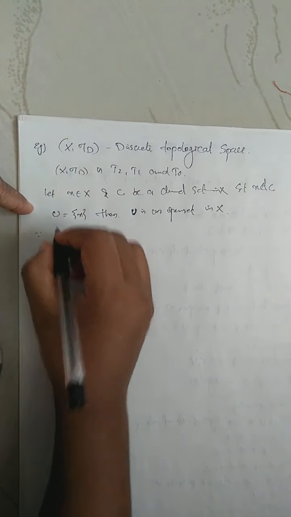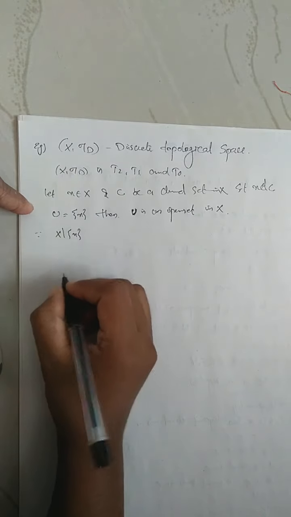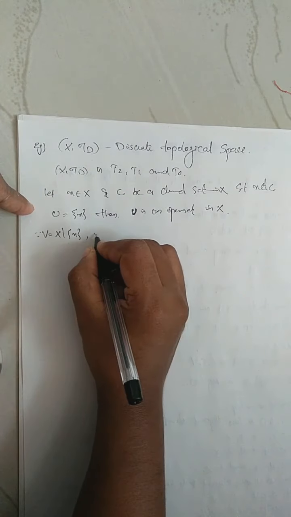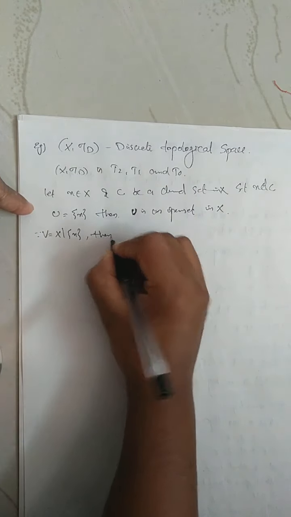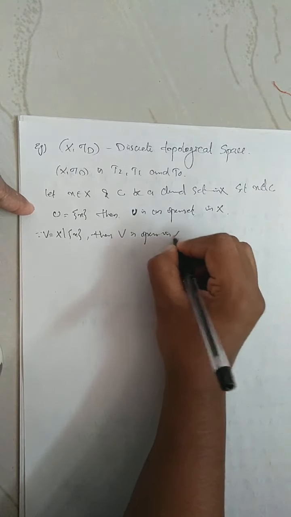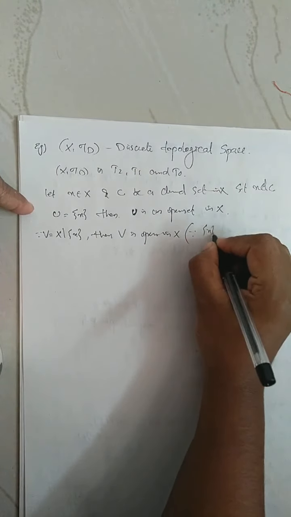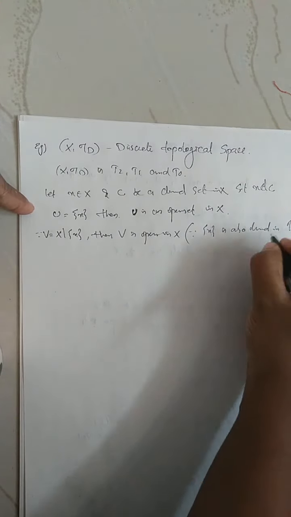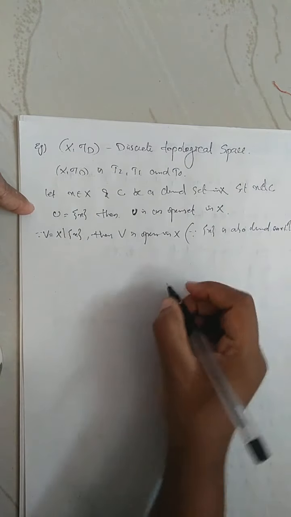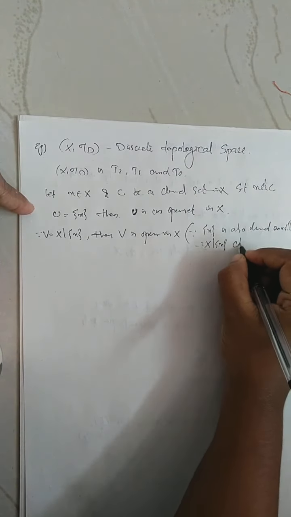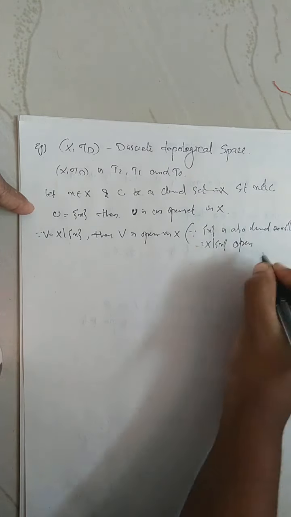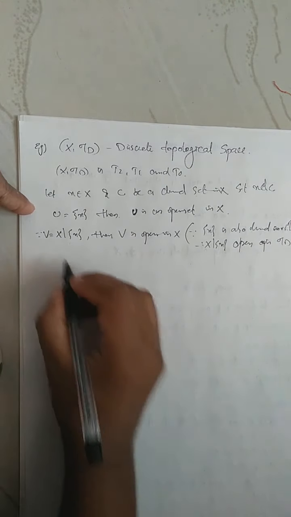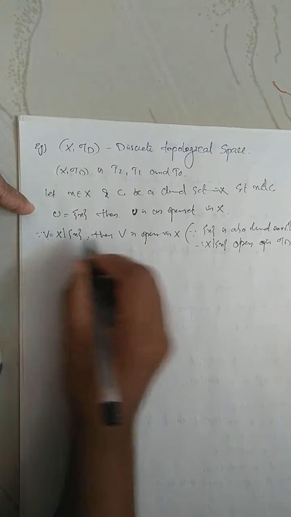Then you consider X minus {x}. You take V equal to X minus {x}. Then V is open in X. Why is V open? Since singleton {x} is also closed in discrete topology, closed with respect to discrete topology. Therefore X minus {x} will be open in discrete topology. So you consider X minus {x} as V, then V is open in X.